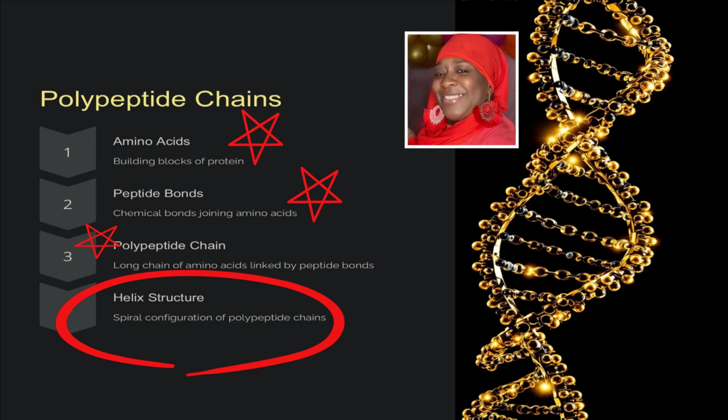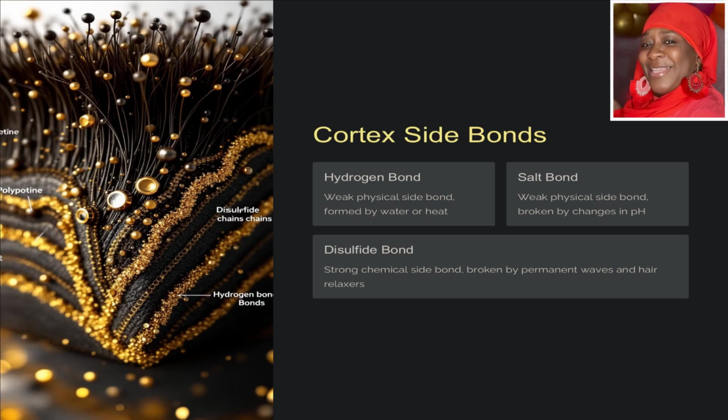Cortex side bonds. The cortex is made up of millions of polypeptide chains, which are cross-linked like a ladder's rungs by 3 types of side bonds: hydrogen, salt, and disulfide bonds. These chains are responsible for hair's strength and elasticity. The side bonds account for about 1/3 of hair's overall strength.